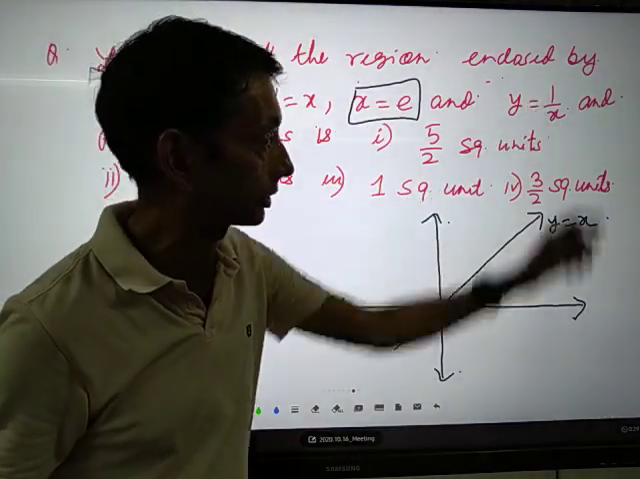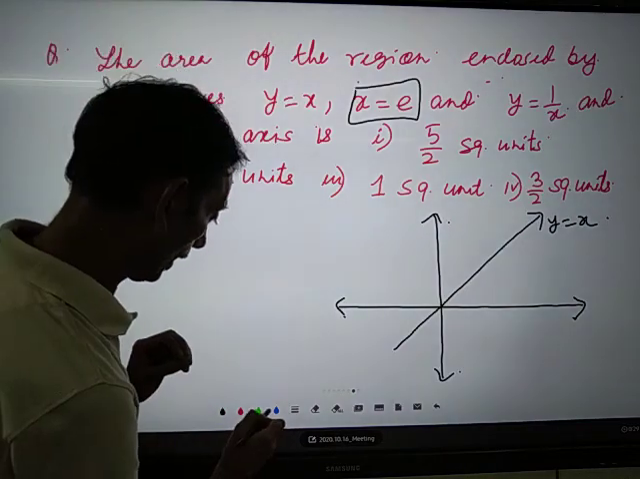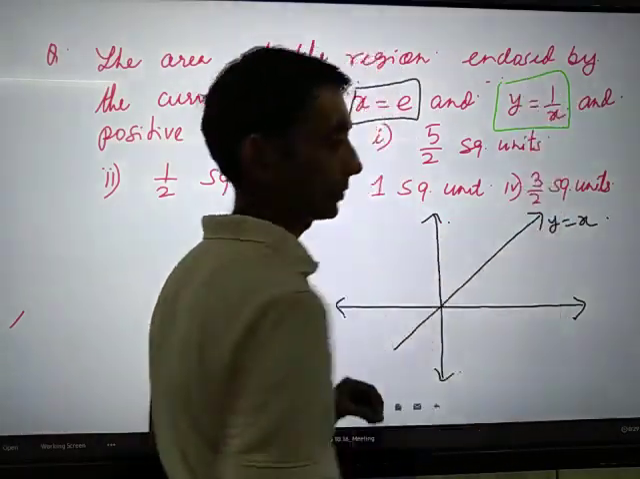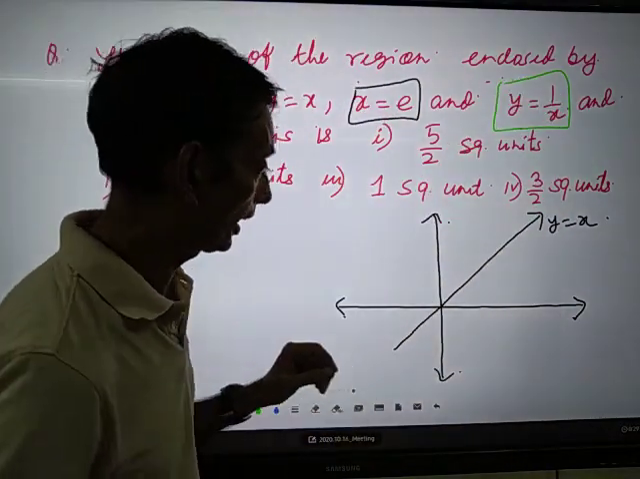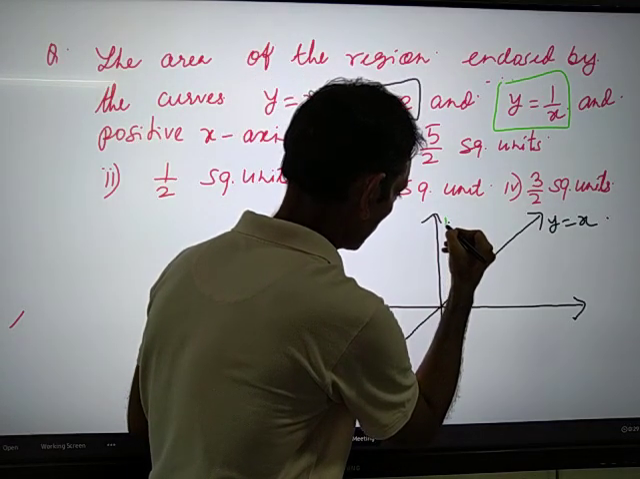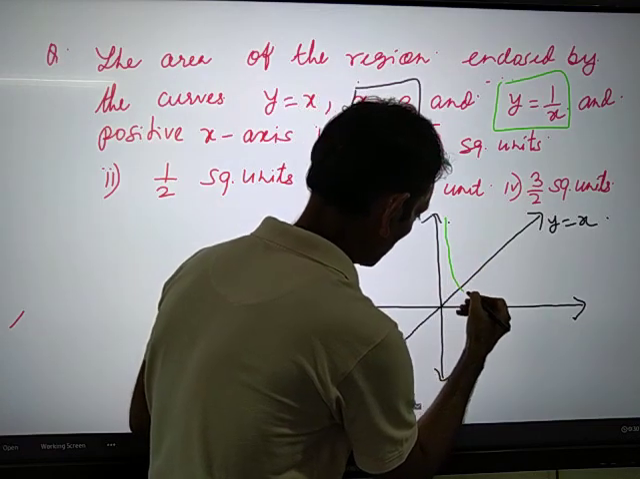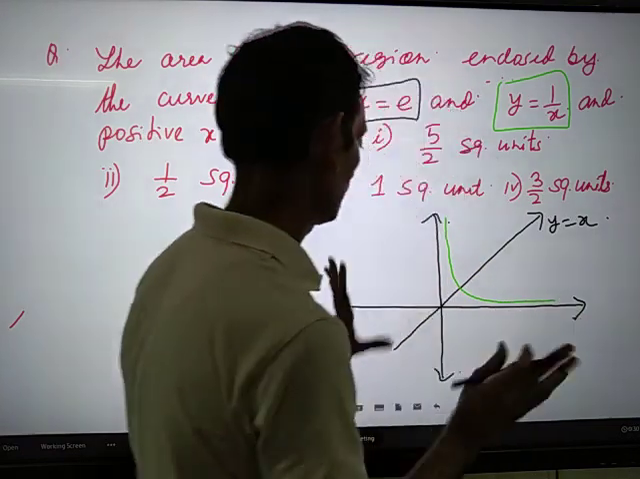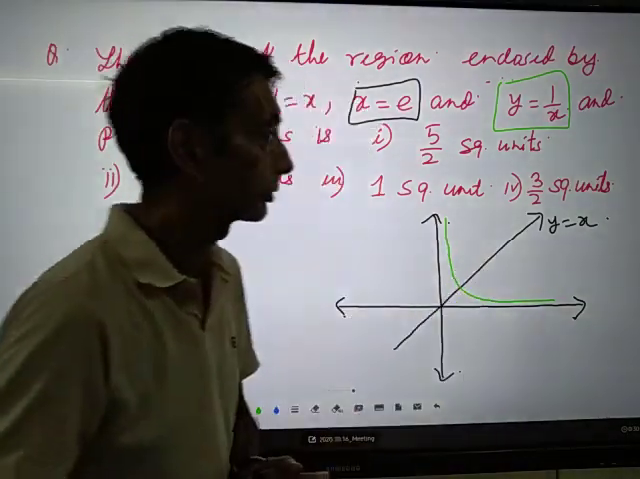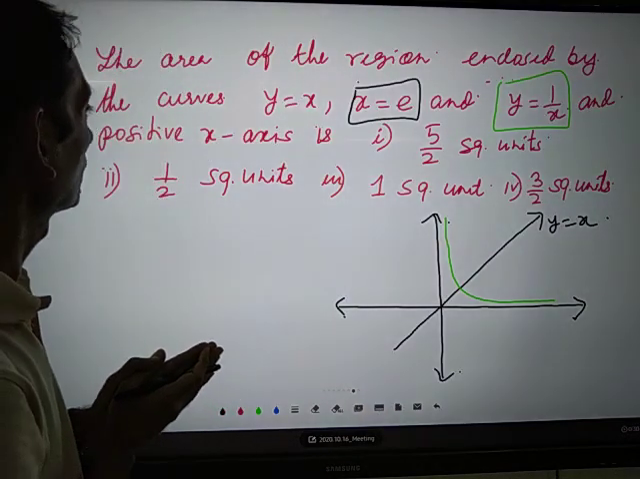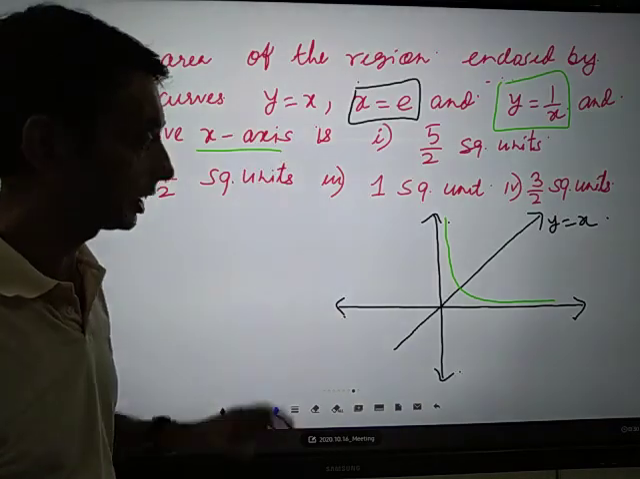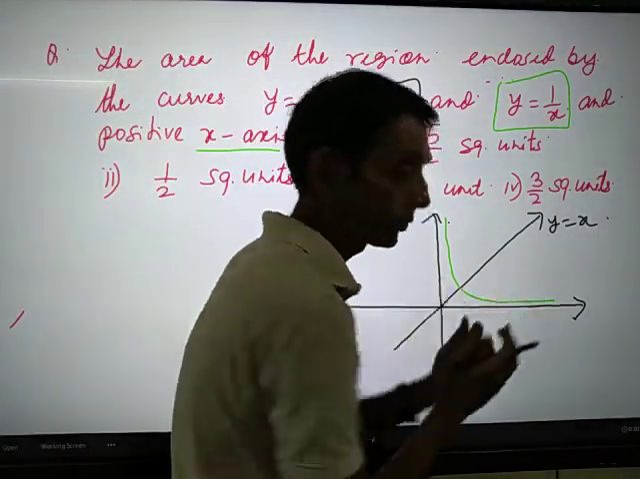Now we'll draw y is equal to 1 by x. Let us draw this graph first. This is a very important graph. It's there in NCERT. If you draw this, the graph will be like this. Roughly the graph will be like this, that is y is equal to 1 by x. We're just drawing it in the first quadrant because according to the question, y is equal to 1 by x and the positive x-axis, we need to get the area only in the first quadrant.